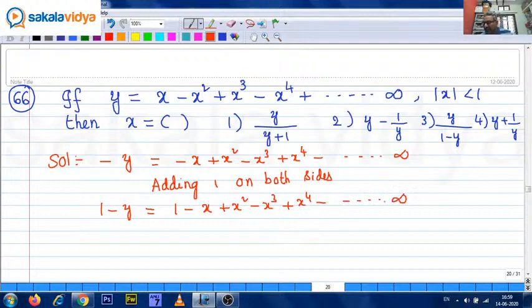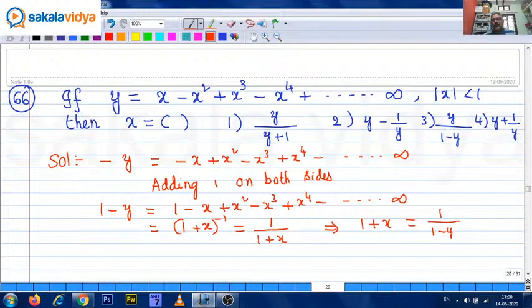Just observe the right hand side. The right hand side is nothing but the formula. What is the formula? 1 plus x whole to the power of minus 1. Am I correct now? So that can be written as 1 upon 1 plus x.